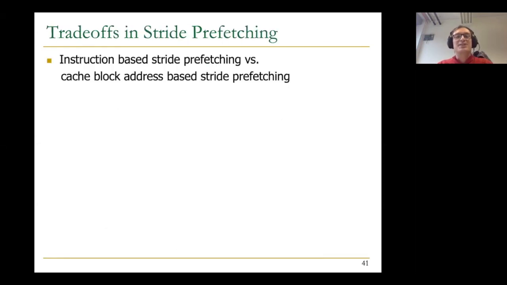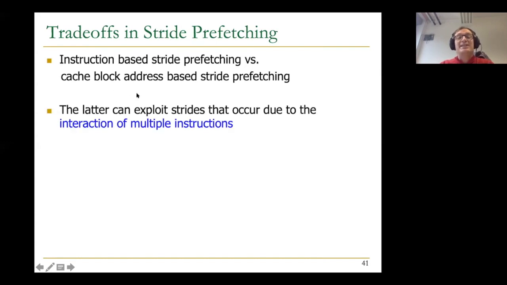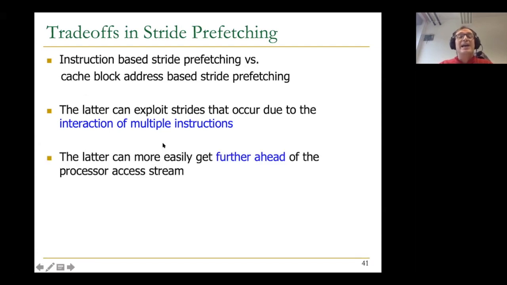Let's talk about trade-offs in stride prefetching. I've already talked about a lot of this, but instruction-based stride prefetching versus cache block address-based stride prefetching. The latter, as I said, can exploit strides that occur due to the interaction of multiple instructions, which I gave you an example of. The strides 2, 2, 8, 2, 8 can happen potentially due to multiple instructions, but you can have even more complex patterns. And the latter can more easily get further ahead of the processor access stream. You don't need a look-ahead program counter, for example. You can more easily adjust the aggressiveness of the prefetcher.